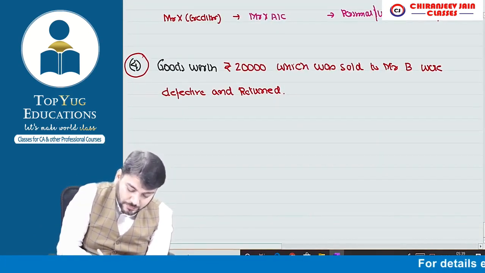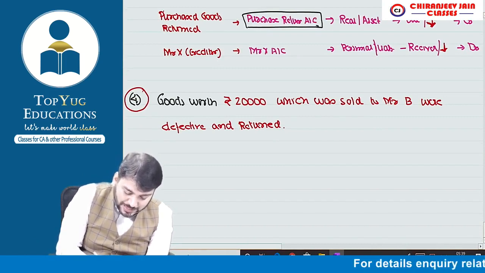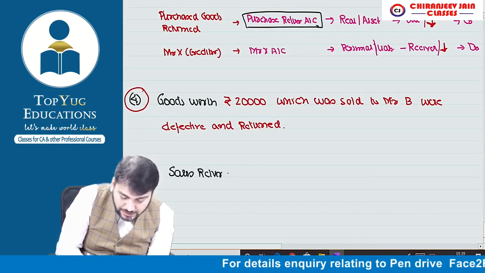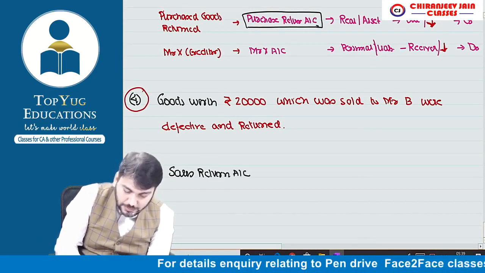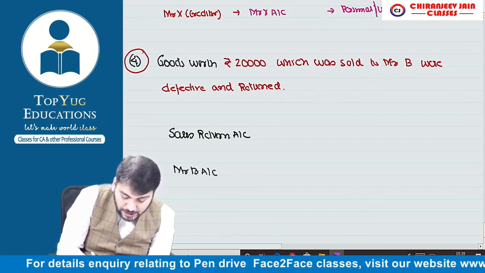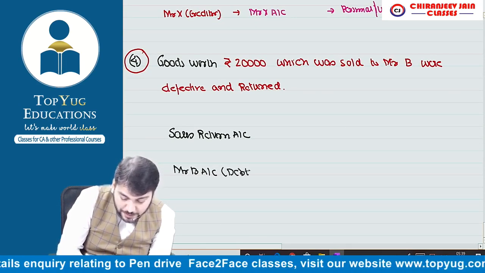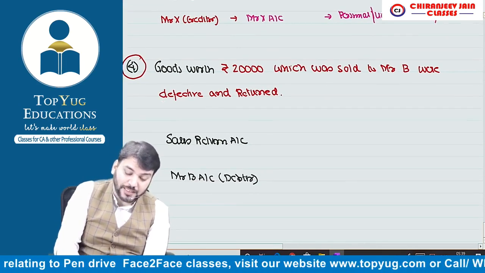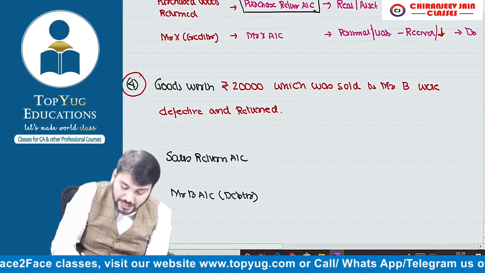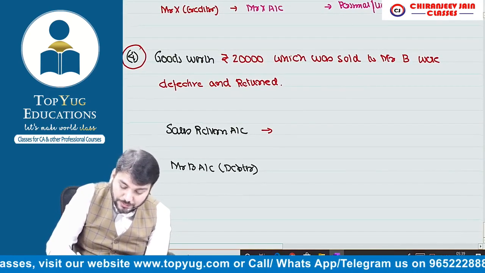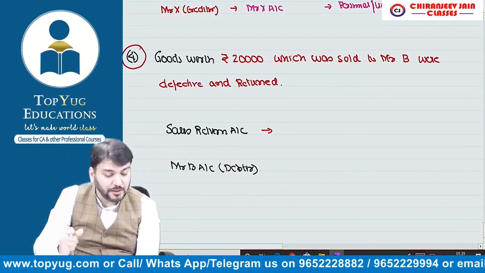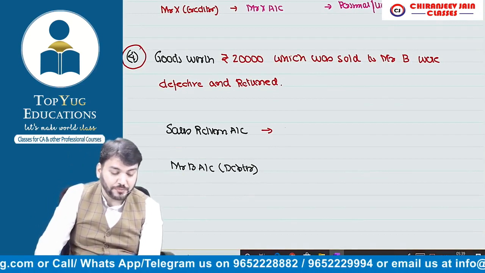So for this, we'll open, not writing directly, sales return account and Mr. B account. Now Mr. B was a debtor, which means an asset. Correct? Now sales return is what? Real account or nominal account, everyone?